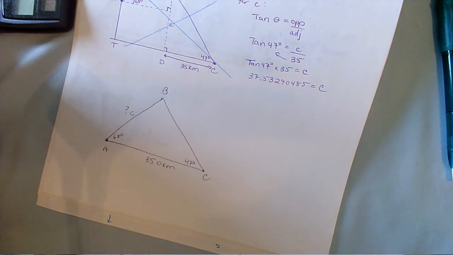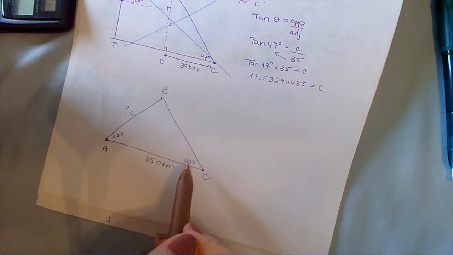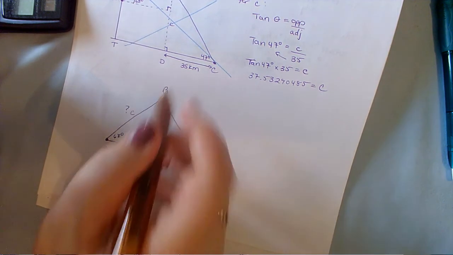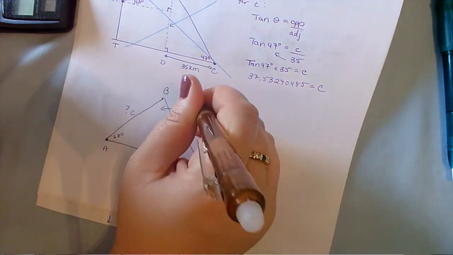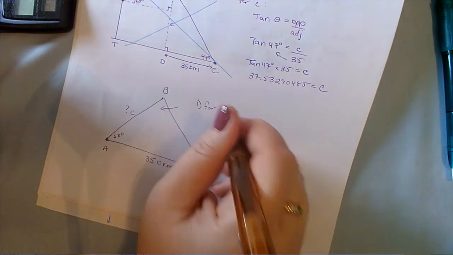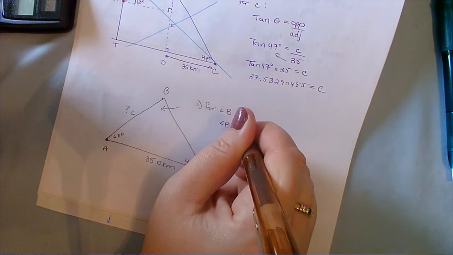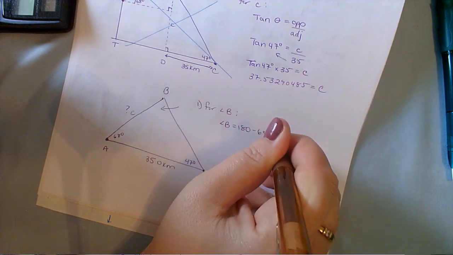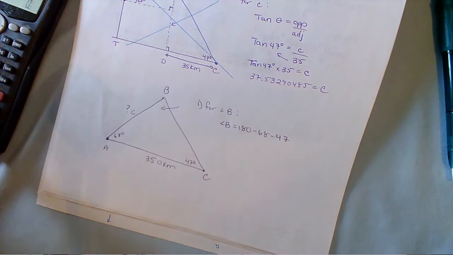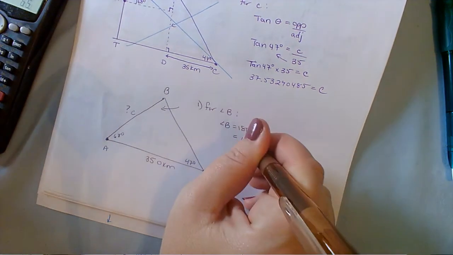I don't have 90 degrees in this, so I can't use SOHCAHTOA. Do I have an angle-side combo? Well, I have this angle, but not this side. I have this angle, I'm looking for that side, and I have this side. I can find this angle. So step 1, for angle B: angle B equals 180 minus the 68 minus the 47. So 180 minus the 68 minus the 47 is 65 degrees.